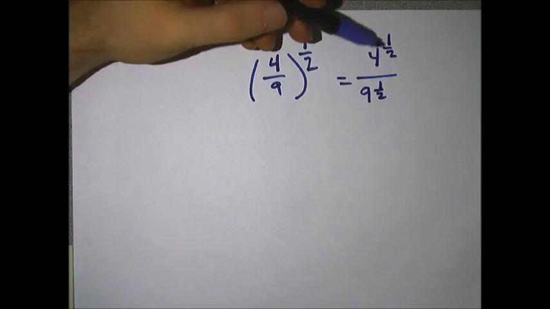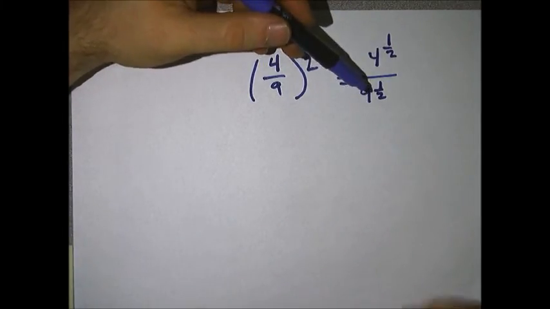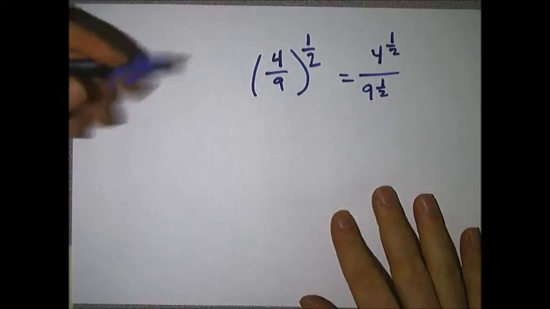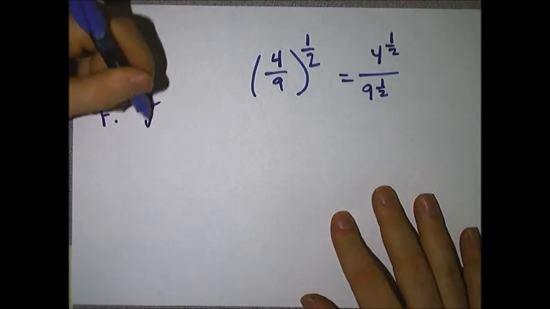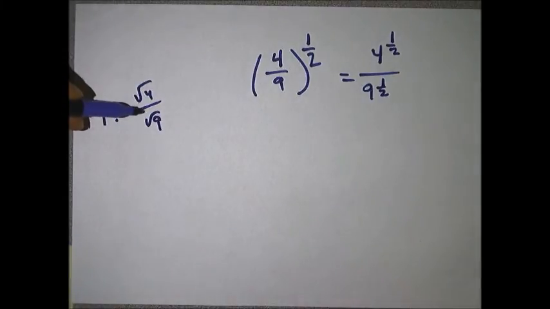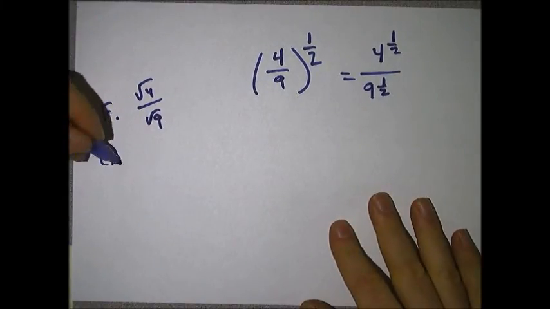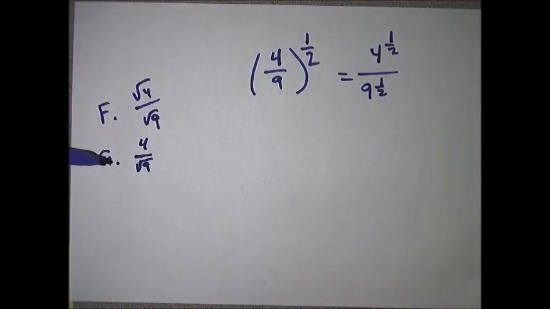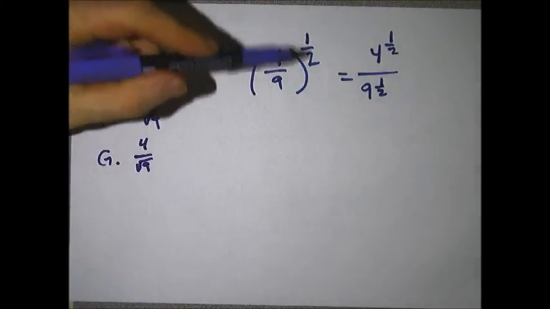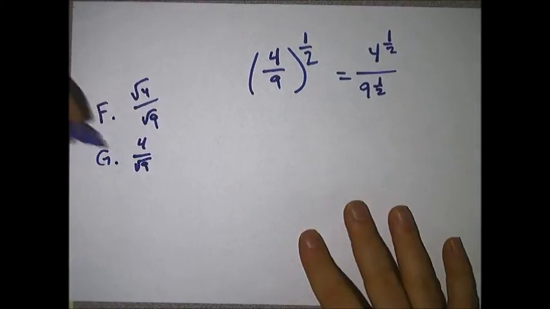So in our mind, we're thinking about this as the square root of 4 over the square root of 9. So if we look at your choices, that's the one I just described for choice F, the square root of 4 over the square root of 9. So that one's equal. For G, they have 4 over the square root of 9, and that's going to be the one that's not equal because you end up with 4 over 3, whereas up here this would be 2 over 3, which is what we were thinking about with the square roots.